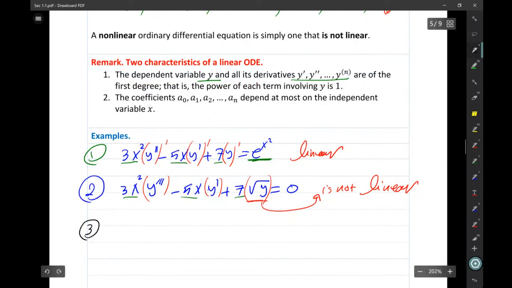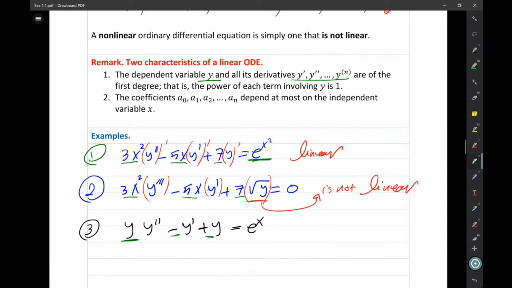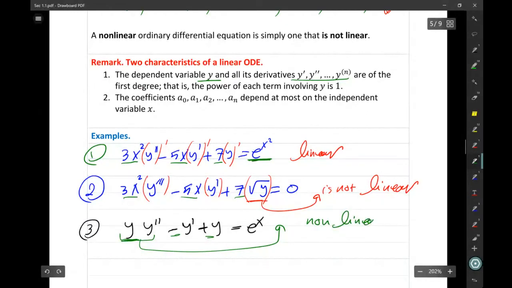Number 3: y times y double prime minus y prime plus y is equal to e to the power x. Now look at it. The coefficients here are constant, constant, but here the coefficient is y. The coefficient here is y, so it is non-linear, because the coefficient of y double prime should be with respect to x.